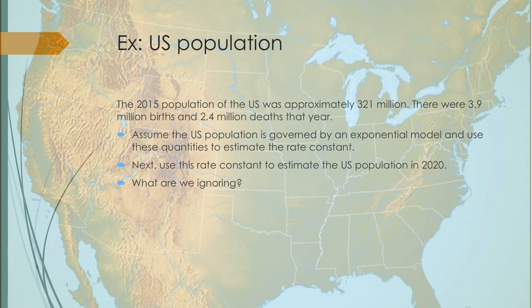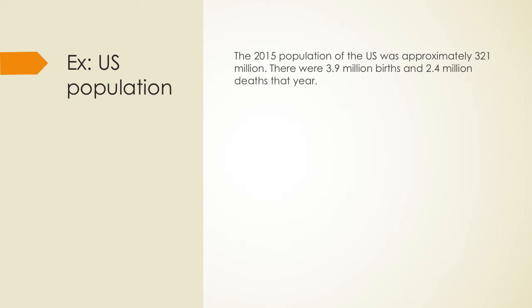Exponentials can also sometimes be used to describe human population growth. Let's apply this to the U.S. population. Here, I encourage you to pause the video briefly and think about how you would try to answer the questions given. First, note that with the information given, we can naturally choose a time step of 1 year and an initial stock level of 321 million people.